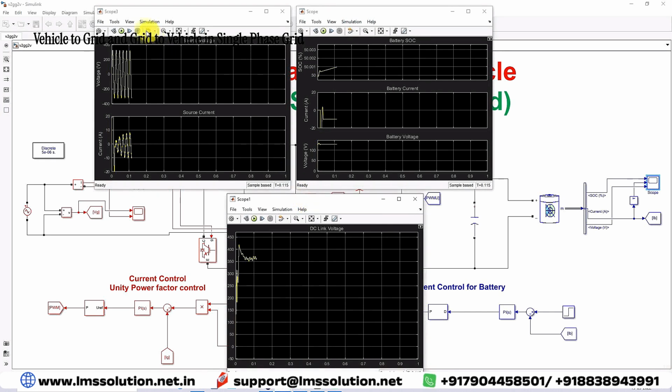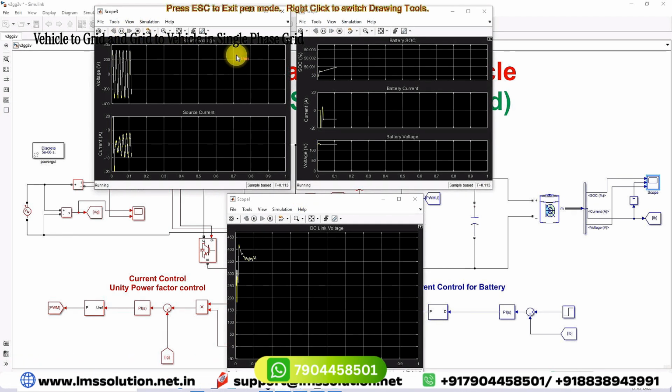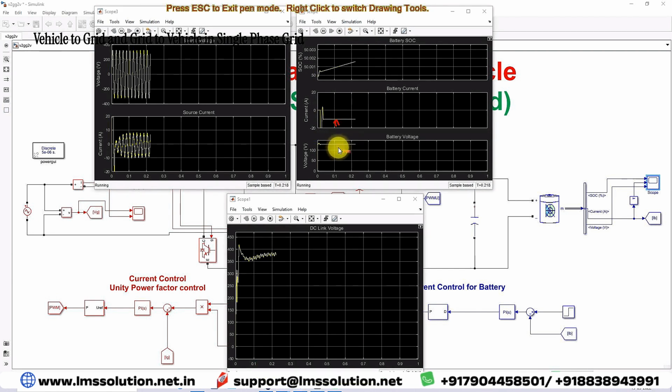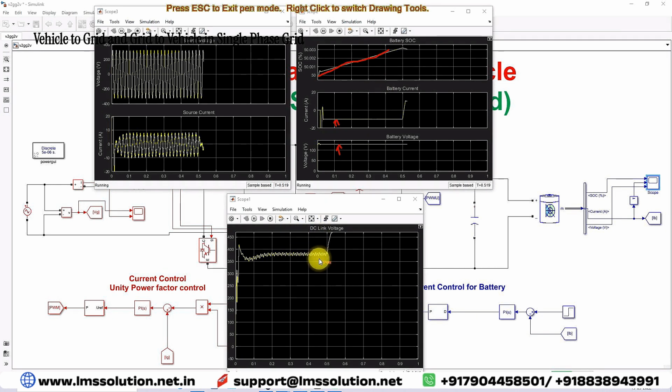The battery is initially going into charging mode. Now you can see that the battery current is maintained at minus 10 amps and the battery voltage is around 120 volt. Here you can see that the battery SOC keeps on increasing. That means the battery goes into charging mode, that means the grid to vehicle concept. And then you can see that the DC link voltage is maintained around 380 volt.